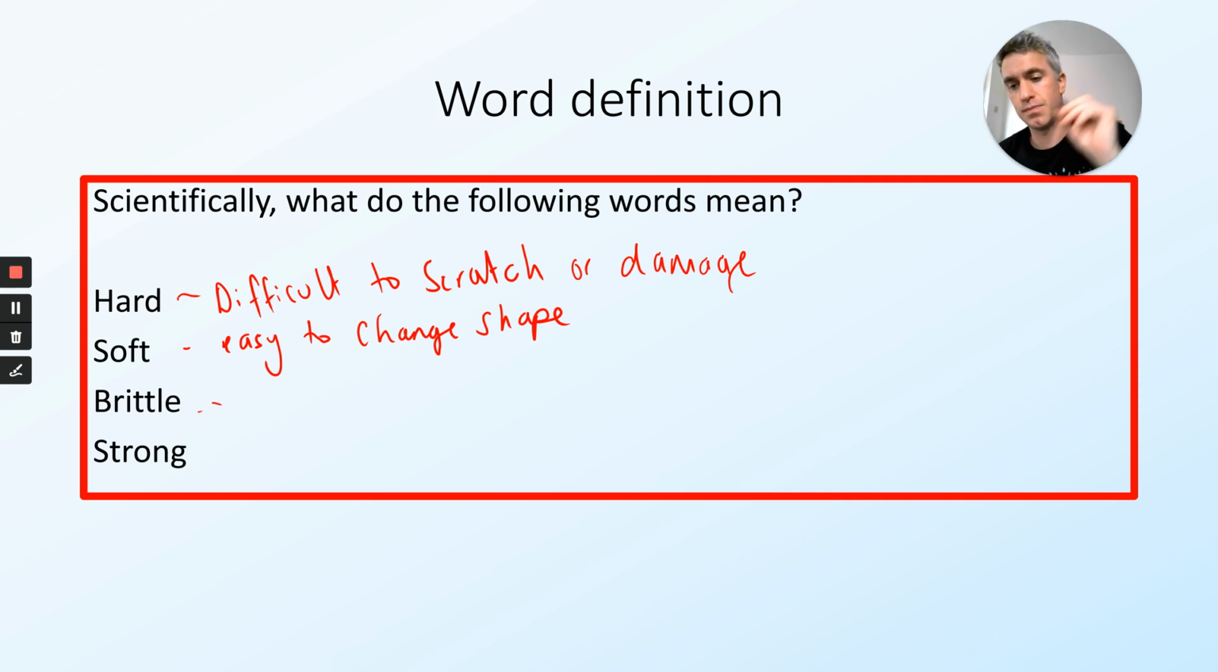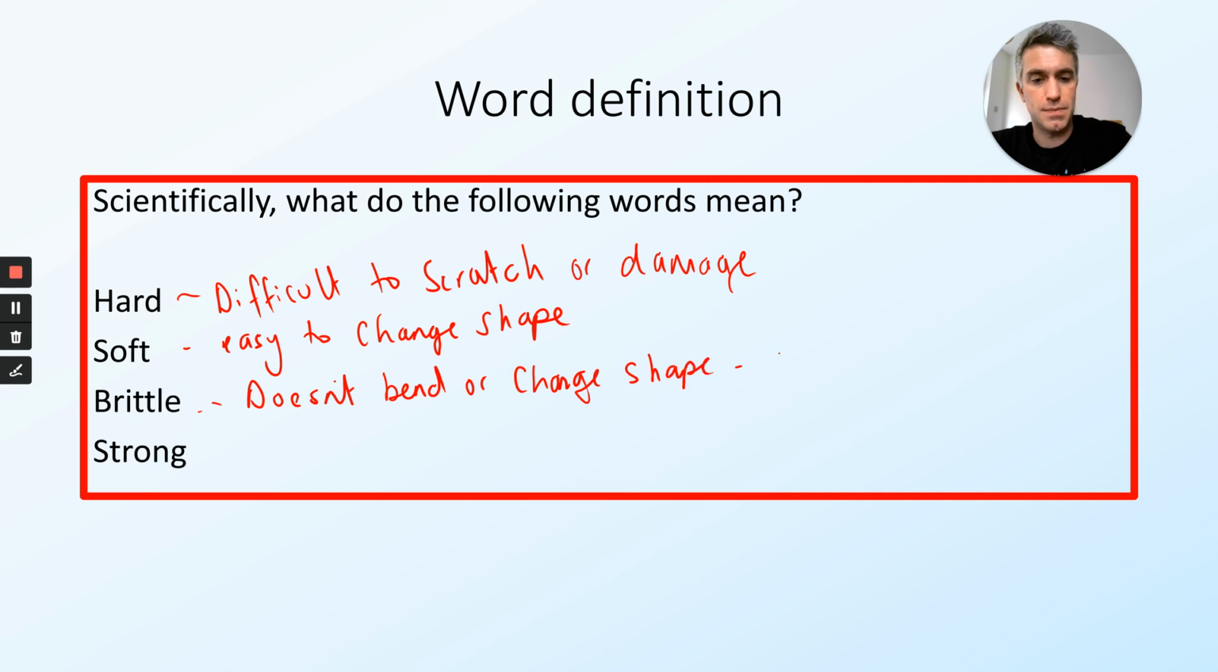Brittle doesn't bend or change shape, but snaps. And now, they don't always have to be weak. A biscuit is a very good example of something brittle. You have a biscuit, like a nice rich tea biscuit, and you bend it. It won't bend, you try and bend it, and then it snaps. It's broken in half. So you can't bend the biscuit, you can snap the biscuit.